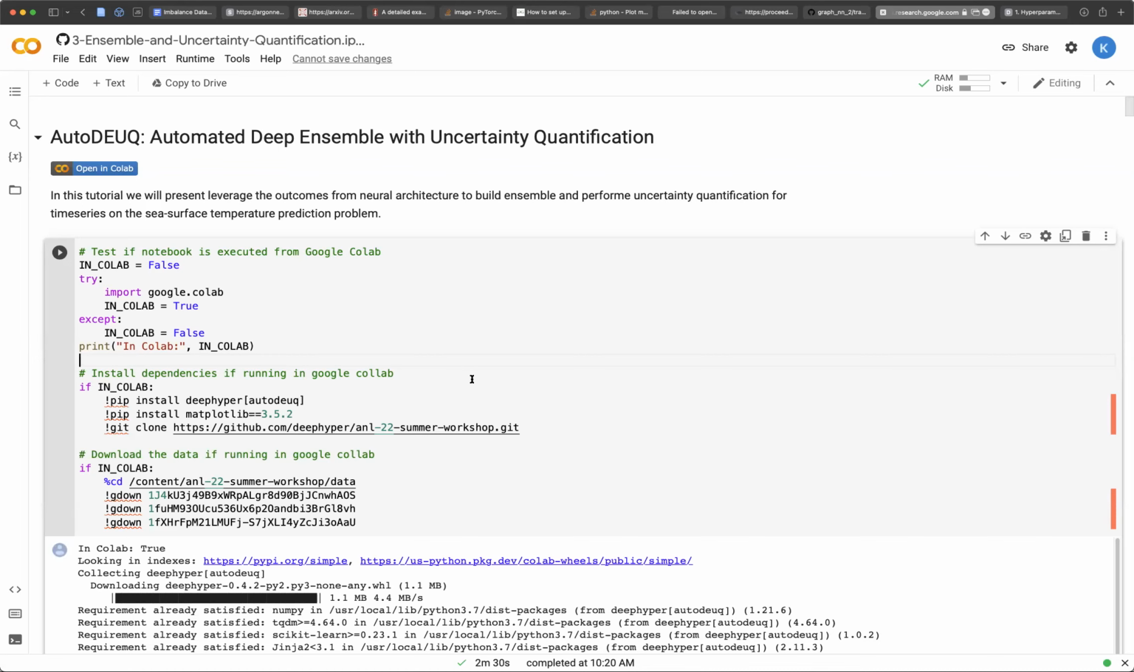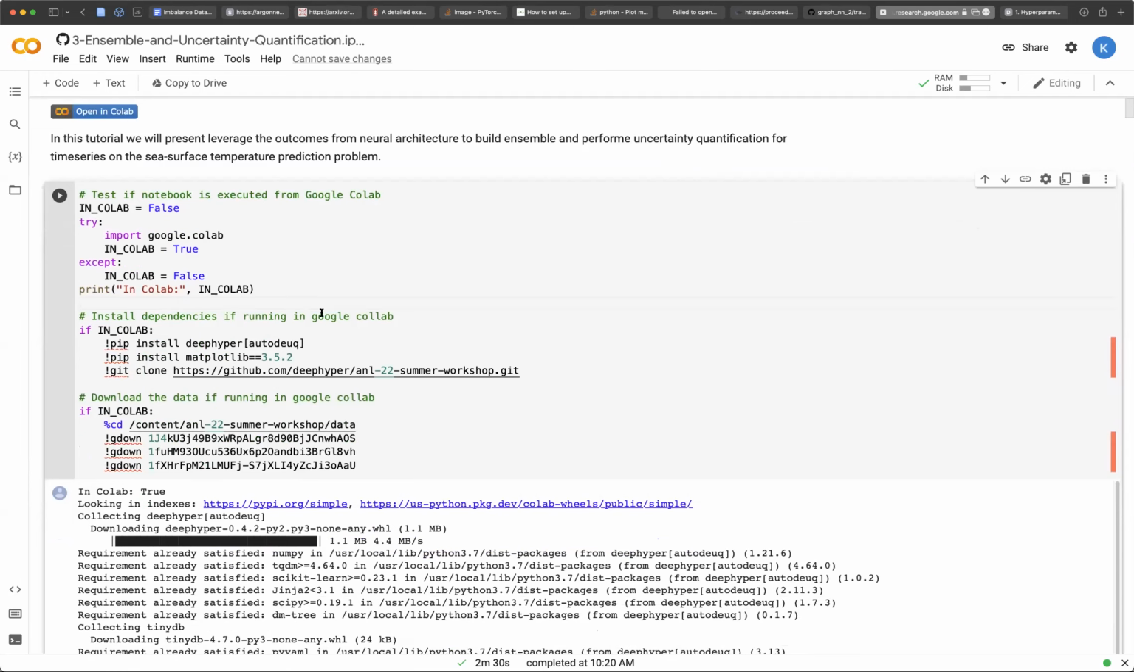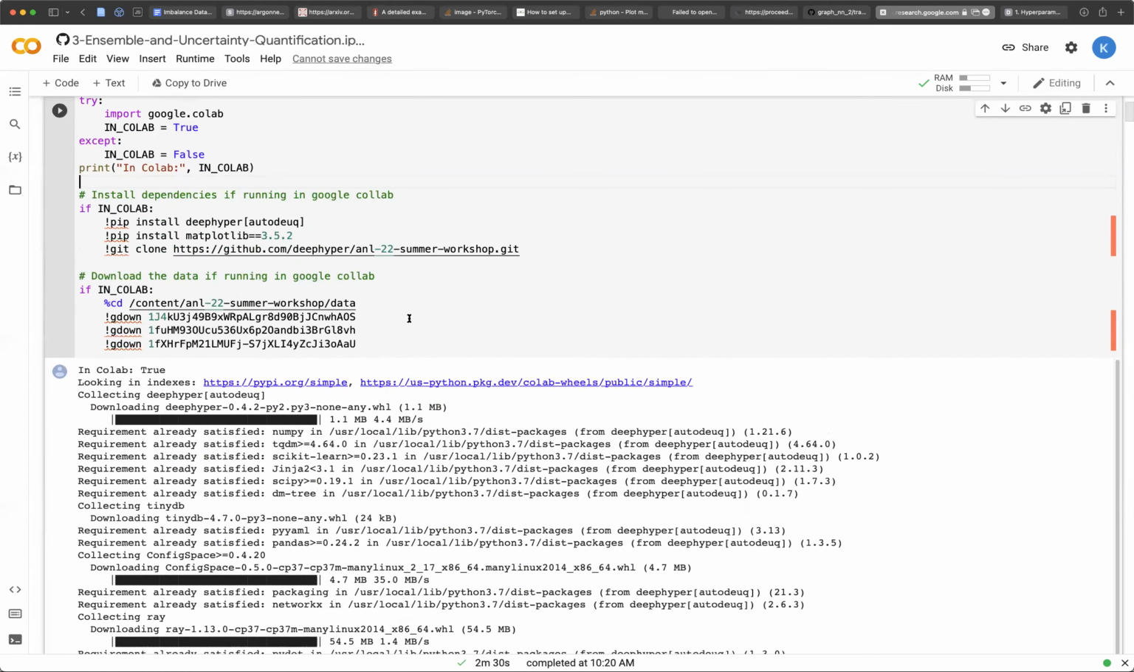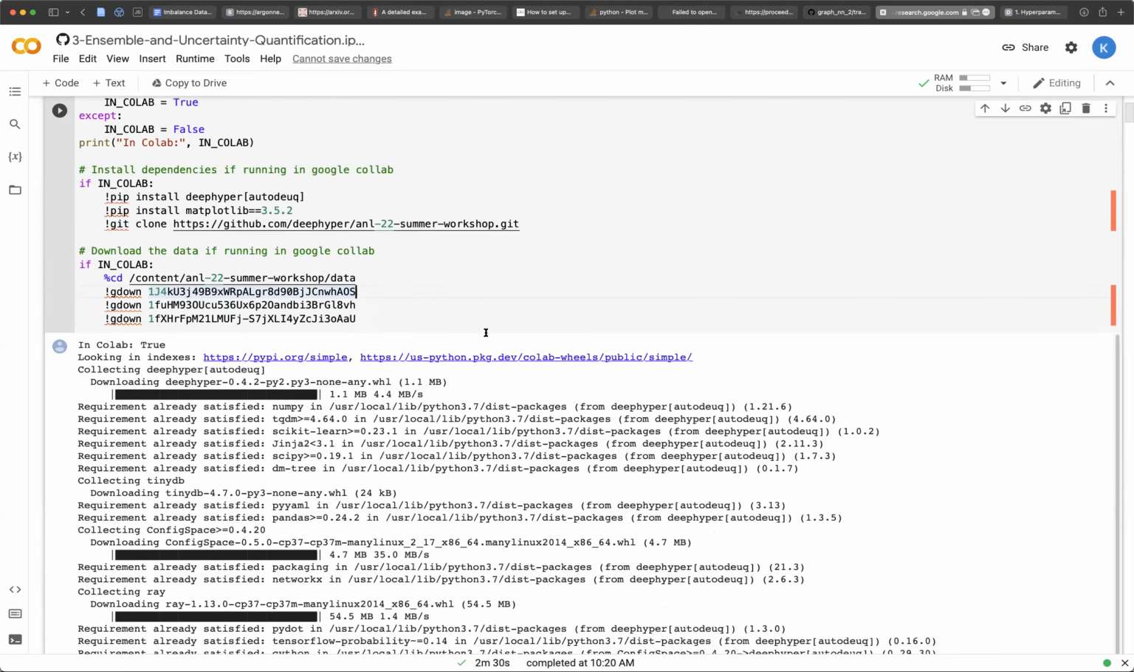Because the neural architecture search and hyperparameter search parts take too long, I have already pre-run this notebook, so I'm not going to run these cells independently right now. I'll just walk you through the steps we have been following to get to the results and how these results can be interpreted. To begin, the first step is to install all the required packages, which can be observed by running the cell.